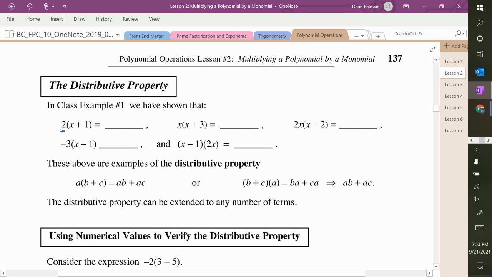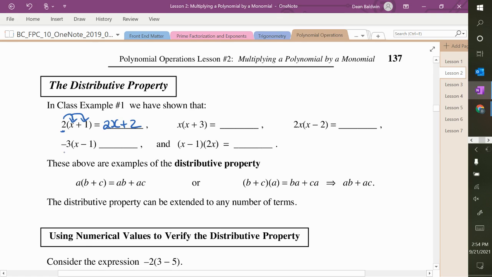So if you want, one of my grade 12s called this rainbowing. I don't know why. But basically, you multiply it to both, right? So what's 2 times x? 2x. What's 2 times 1? You're done. That's it. Okay?